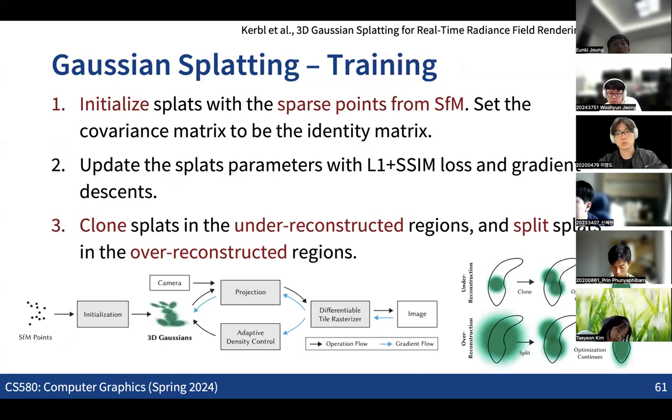And if you want to see how we exactly train these Gaussian splats, I also recommend you check the details in the paper. But we initialize the splats based on the sparse point cloud coming from structure from motion, with an isotropic covariance matrix, and then update all the splat parameters using a loss and backward propagation. There are also steps where we clone splats in under-reconstructed regions and split splats in over-reconstructed regions. So there is a lot of engineering in terms of how we get the outputs of this reconstruction.